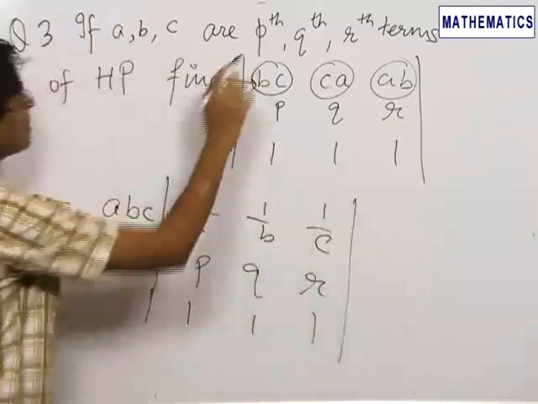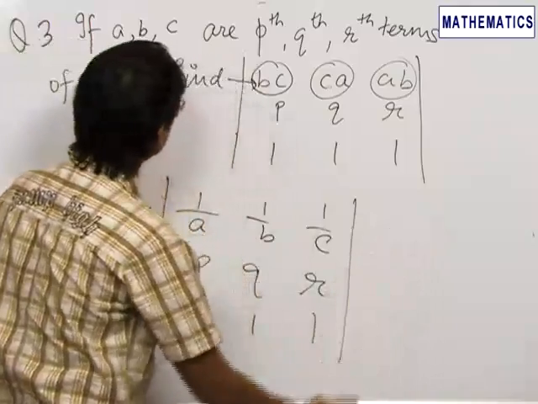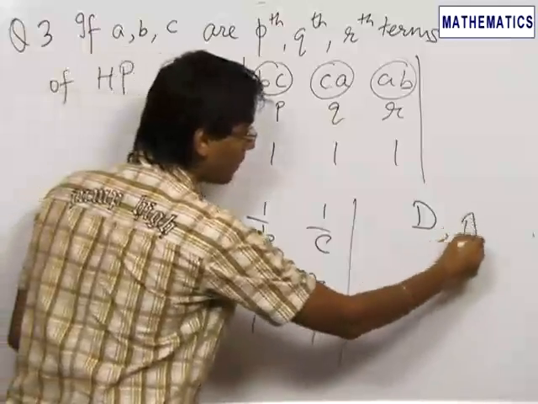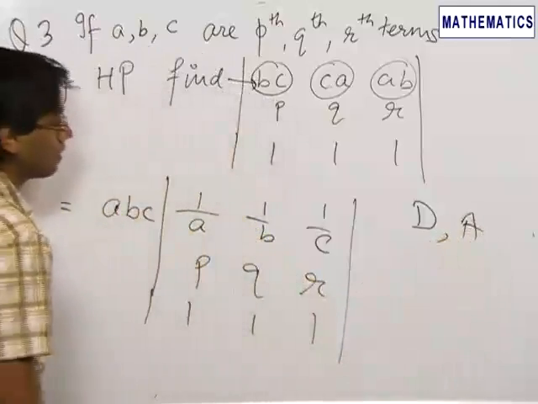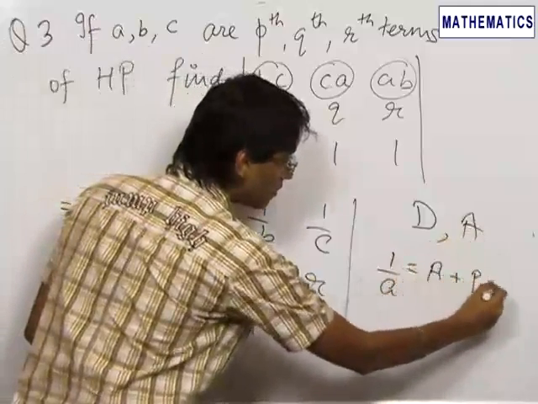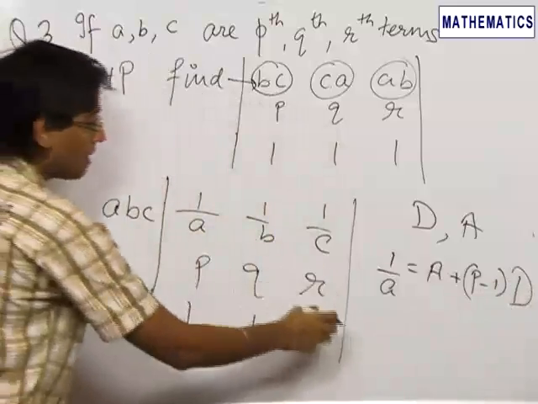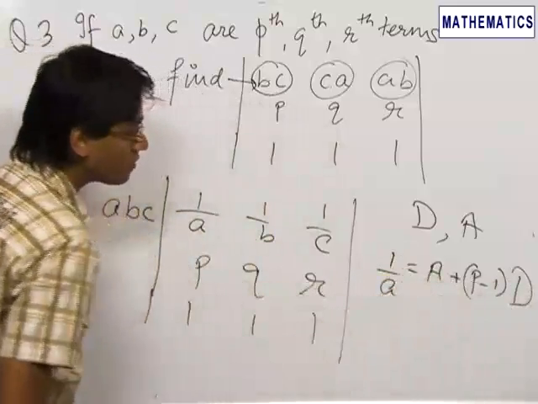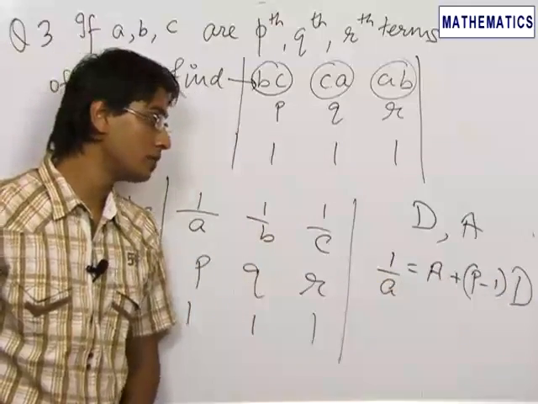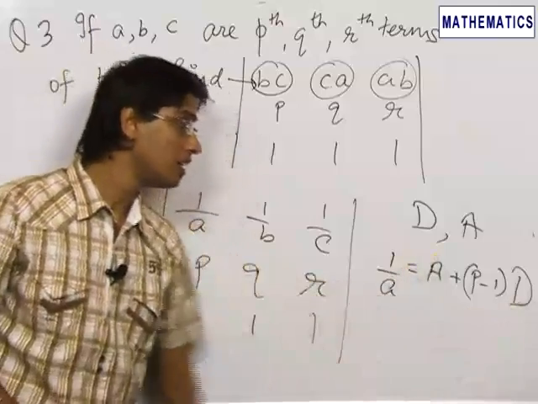Now since A, B and C are the terms of an HP, the reciprocals will be in AP. So if D is the common difference and capital A is the first term of the AP, we can write 1 by A is equal to capital A plus P minus 1 times D, and similarly the other two terms, 1 by B is equal to capital A plus Q minus 1 times D, and 1 by C is equal to capital A plus R minus 1 times D. Note, this capital A is the first term of the AP and this capital D is the common difference.